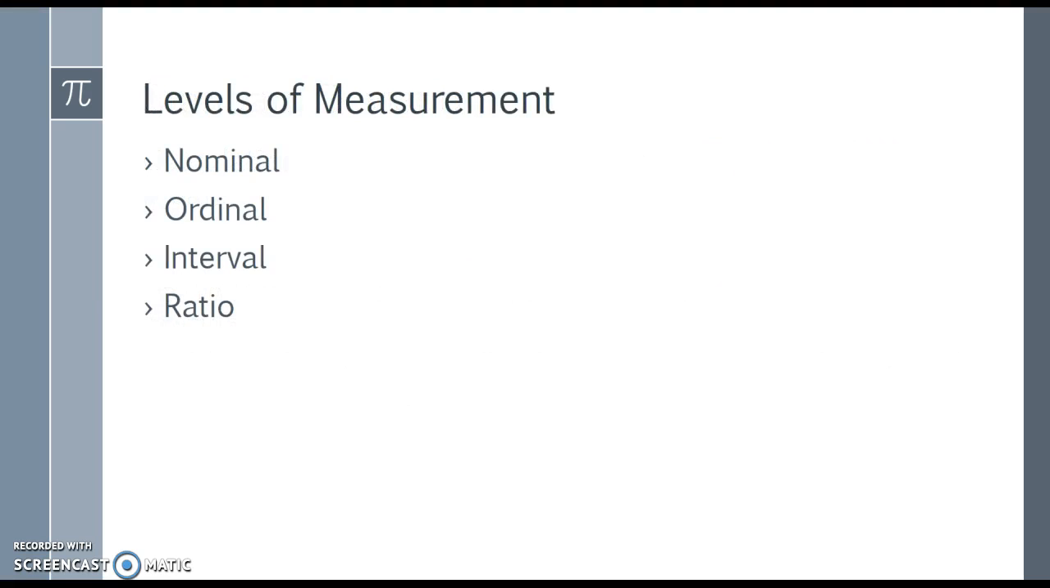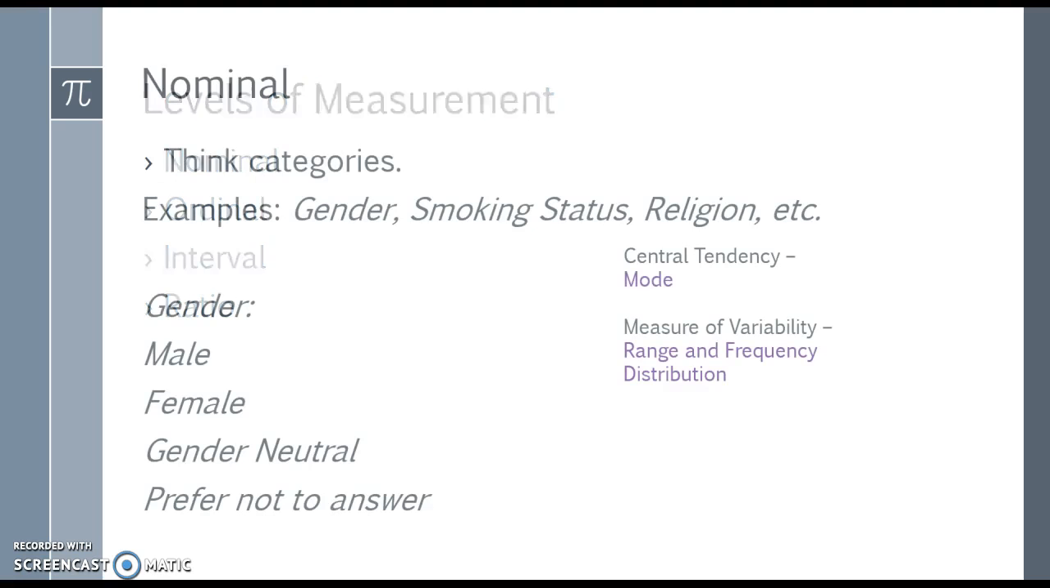So let's talk a little bit about the levels of measurement. There are 4 levels: nominal, ordinal, interval, and ratio. With the nominal level, think categories. Examples of this are gender, smoking status, religion, anything that basically is not one better than the other or one higher than the other.